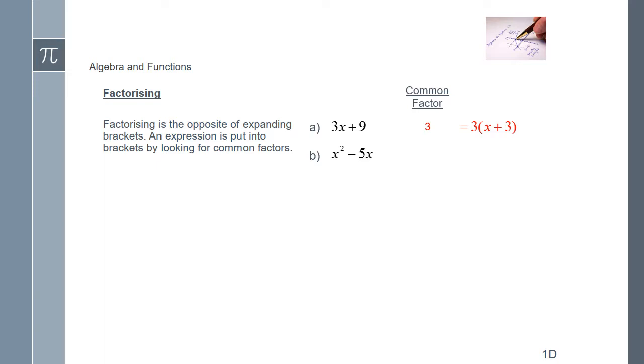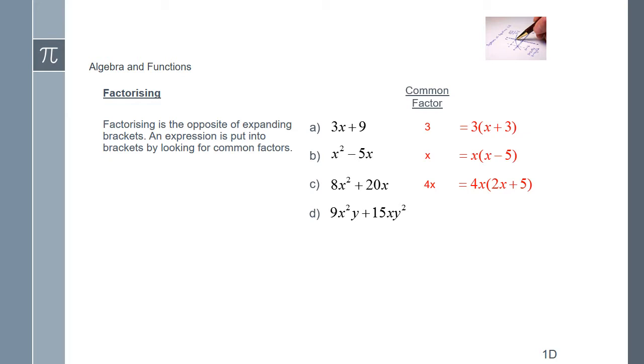x squared minus 5x. The highest common factor this time is x. What do you times x by to get x squared? Well, you times it by x, and to get minus 5x, minus 5. 8x squared plus 20x. The highest common factor this time, yes, it's 4x. So what do you times 4x by to get 8x squared? Times it by 2x, and to get 20x, 5. So 4x(2x plus 5).